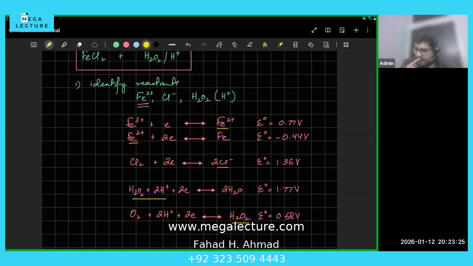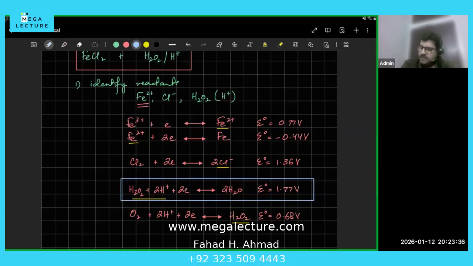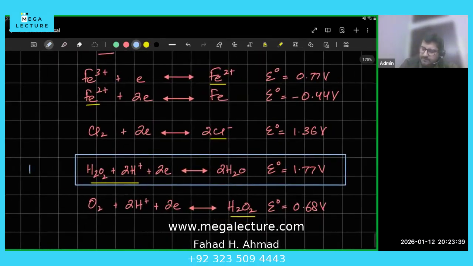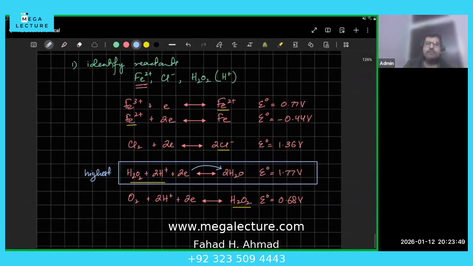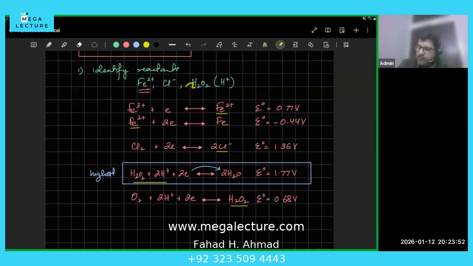So in this case, which one happens to have the highest potential? Yes, the highest is 1.77. So this happens to be the highest one. That means out of all of these, if it comes to gaining electrons, this is the one that's going to win the electrons. So that is easy. Out of all my reactants, it's H2O2 acidified that ends up gaining the electrons. So among those three, it's H2O2 that's gaining electrons. So that's settled. I figured out who gains electrons.